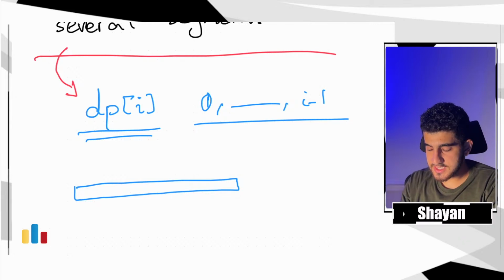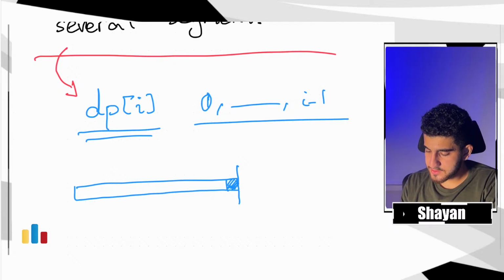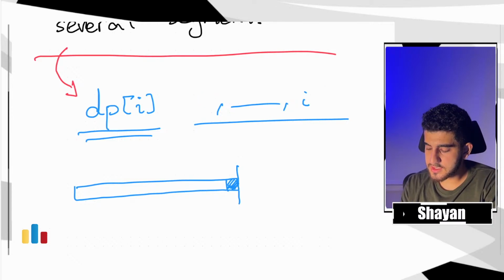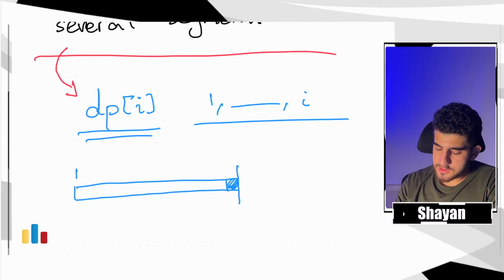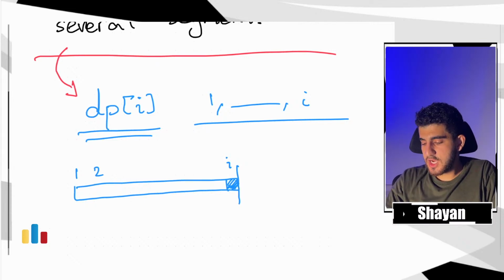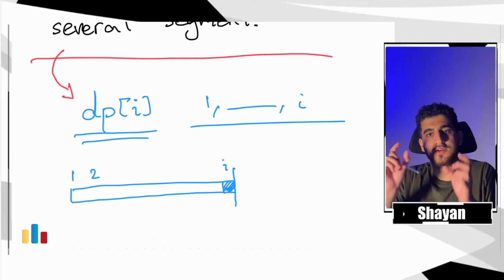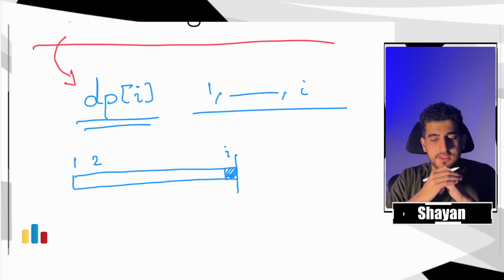So there are two possibilities when I consider the first I elements. Either the size of the last segment is written to the right of it. Okay, and for simplicity, let's assume that I use 1-based indexing. Let's use 1-based indexing in the explanation. So this is index 1, this is index 2, and this is index I. So assume that the size is to the right of the last segment. Then how can I find DP of I? How can DP of I be updated?